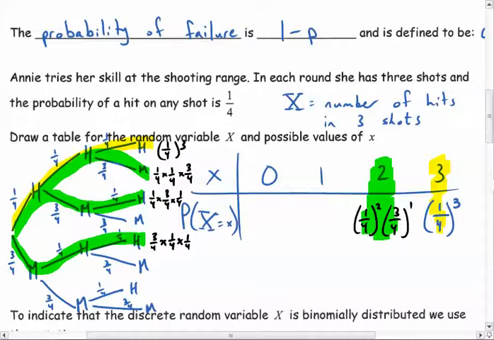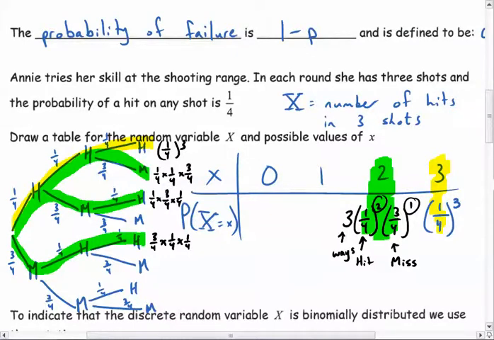It's binomial theorem. And there's 3 ways that we can do that. We put the 3 in front. Okay, so this represents a hit. This represents a miss. We've got 2 hits and 1 miss, and 3 ways, 3 branches of the tree that can make that.